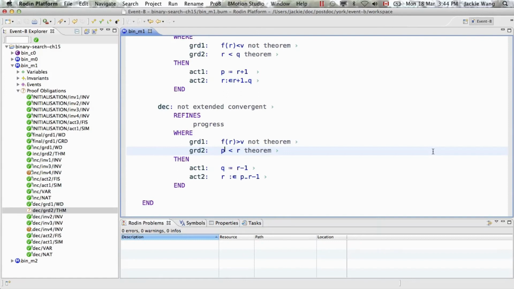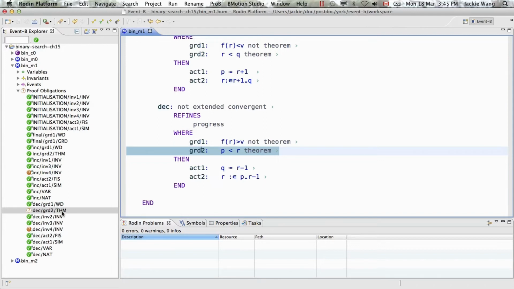We now look at how to prove the theorem P less than R that we added as a guard for the event's decrements. Again, please note that we have declared guard number 2 as a theorem because we want to prove that this P less than R expression can be inferred from the existing guard and axioms and invariants from our context in machine. Let's see how we prove this.